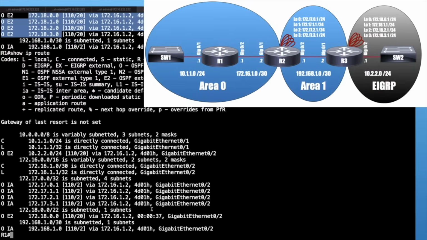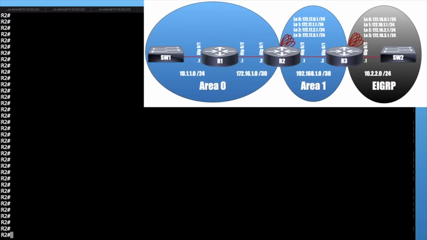What about within an area? Let's go over to R2 right now, and let's summarize all those 172.17 networks. Again, pretty simple configuration. I'll say router OSPF 1, area 1. And by the way, I'm saying area 1, and this sometimes is confusing. You might say, well, am I specifying the area that I'm going into or the area in which these addresses currently live? You're specifying the area in which these currently live, which is area 1.